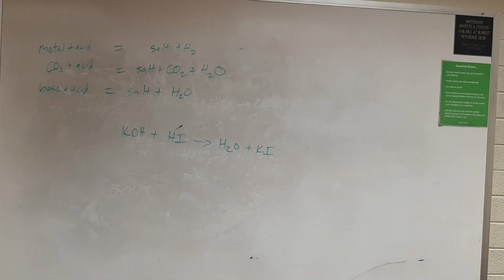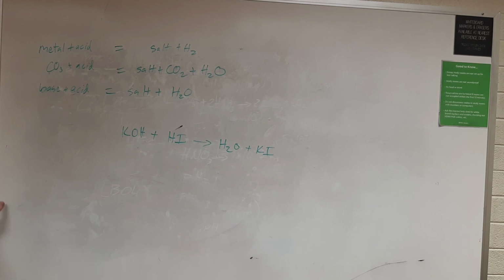Okay, so those are pretty much what happens when you add acids to these different kinds of compounds. You'll be able to predict it's like a salt or hydrogen gas or water and CO2. Pretty much all of these will have a salt. 2 of them will have water and this one will have CO2.